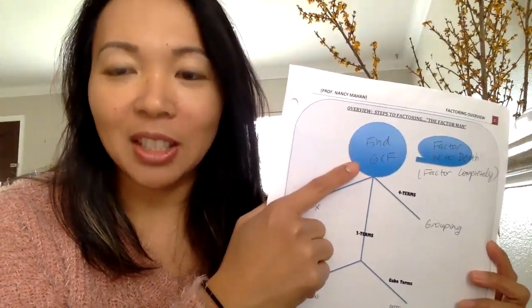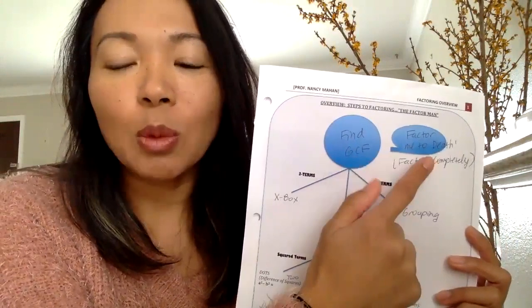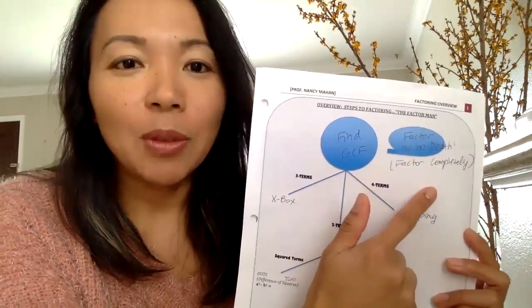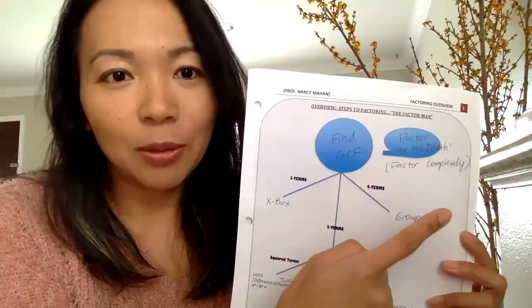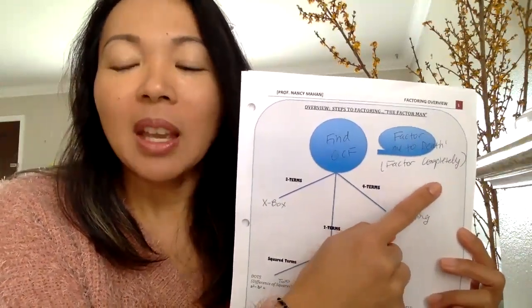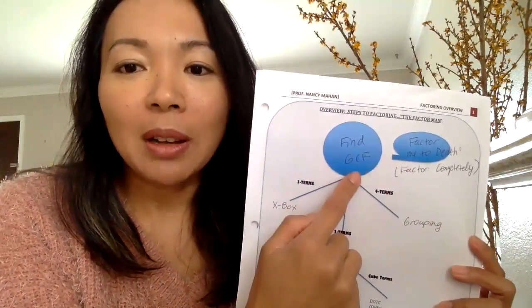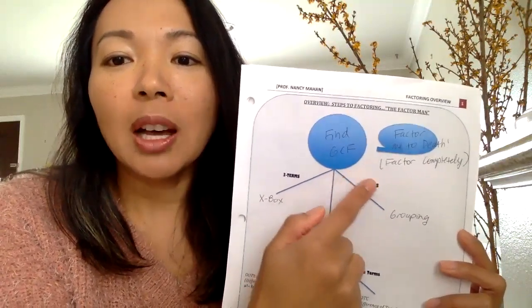On Monday, we went over how to find the GCF, the greatest common factor. One of the things we always need to keep in mind is that we want to factor it to death, meaning we factor it completely all the way. Just because you factored it once after finding the GCF doesn't mean that it's done, so you've got to keep going. Then after we learned how to find a GCF, we learned how to group.